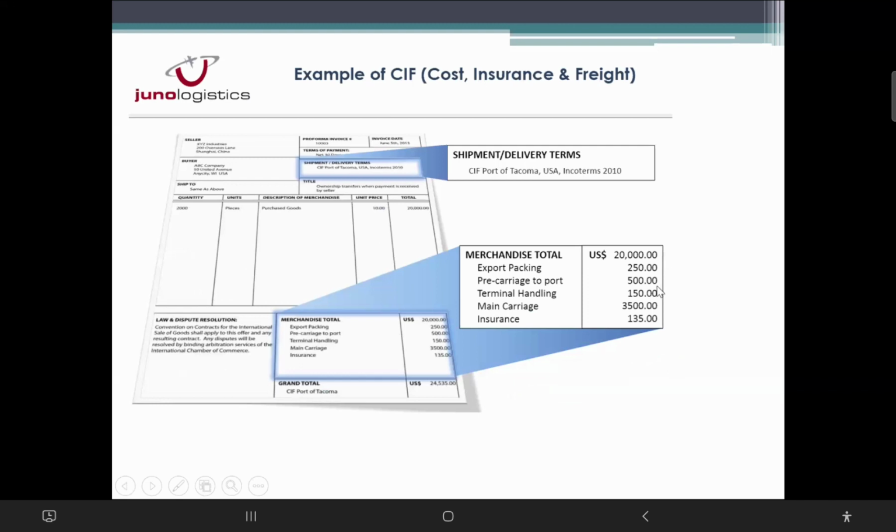Okay, and you have pre-carriage, terminal handling charges, and main carriage charges because it is C terms. C terms, freight prepaid. Prepaid means the seller has to pay the freight. So here he has main carriage charges also. If you're reading it as CFR, we'll stop here. Now we are reading it as CIF, insurance charges also. This is all the obligation of the seller.